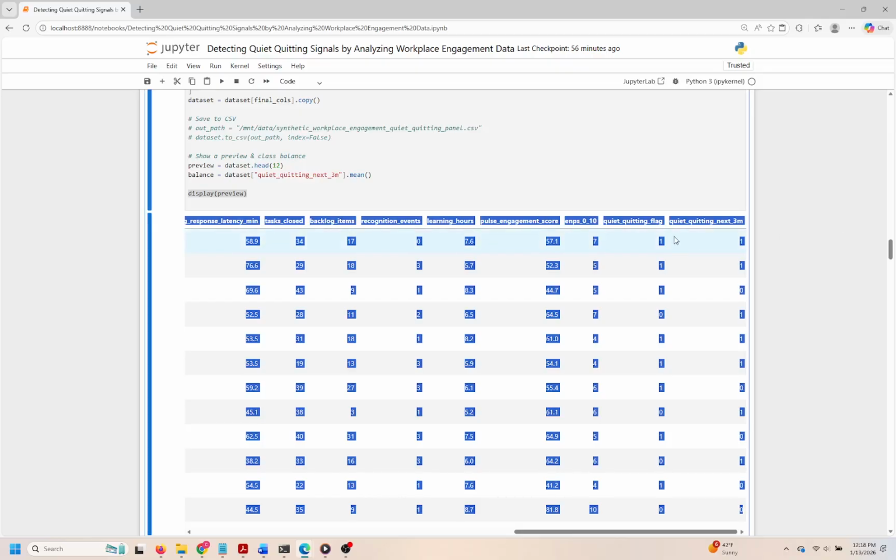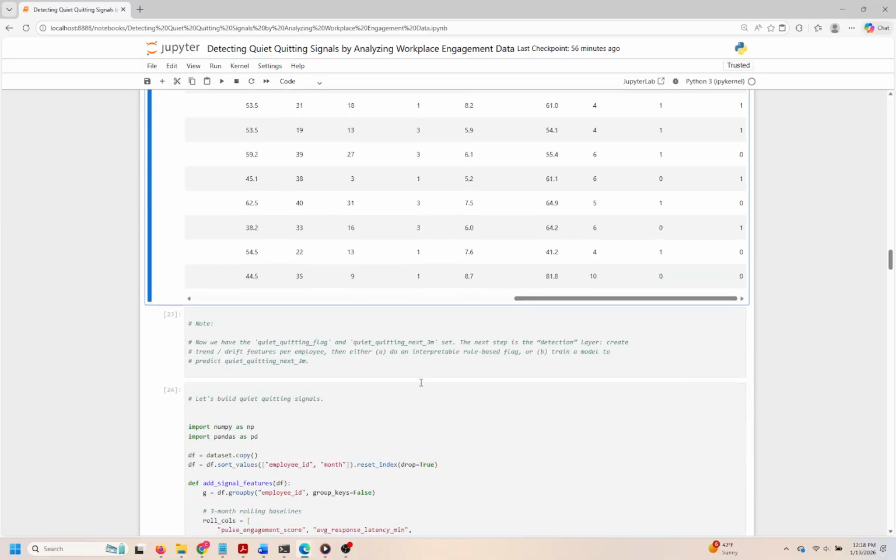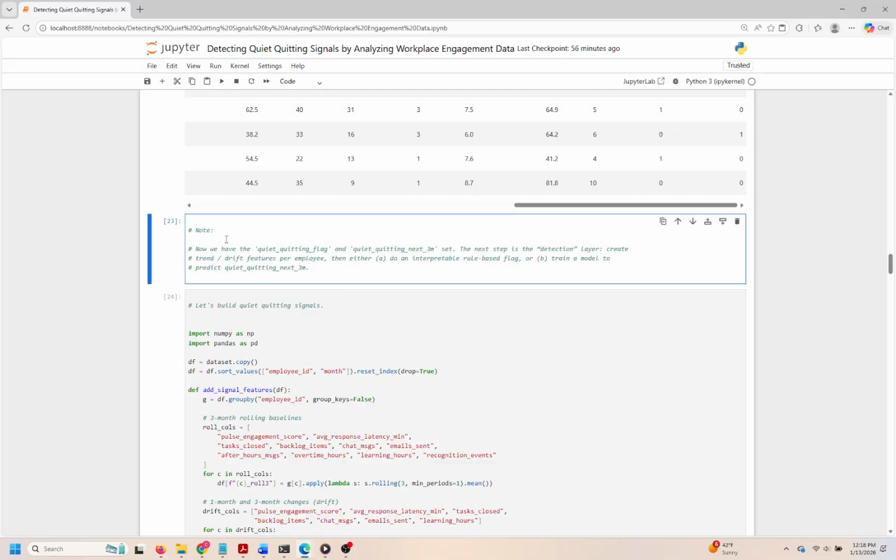Cell 5. In this cell, we're taking a pivotal step in analyzing employee engagement by focusing on the concept of quiet quitting. After establishing our key flags, specifically the quiet quitting flag and the quiet quitting next 3M, we now shift our attention to detecting patterns that can provide deeper insights into this phenomenon. The first task here is to create trend and drift features for each employee. This involves examining changes in their behavior over time to understand if these shifts could indicate a pullback in engagement.